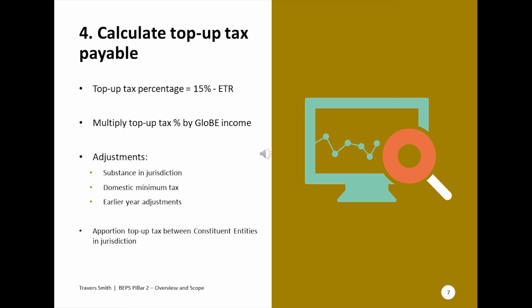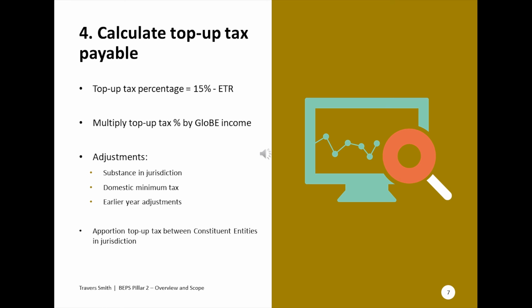The next adjustment that may need to be made is to deduct any domestic minimum top-up tax that has been paid. Domestic top-up tax is an extra tax that is levied under domestic tax rules to basically top up the effective tax rate on entities in that jurisdiction to 15%. If a jurisdiction has introduced this, and the UK is considering this, then that would be deducted at this stage of the calculation, so that there is no top-up tax payable. Finally, you might need to factor in an adjustment that has been made in relation to an earlier year.